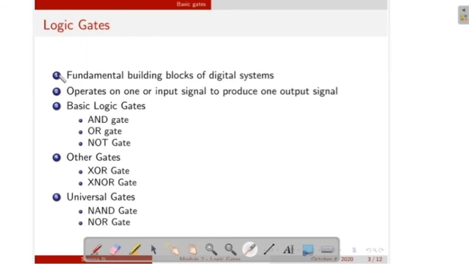As I said earlier, logic gates are the fundamental building blocks of digital systems. Logic gates have some inputs and outputs. The input and output of logic gates can occur only in two levels, that is 0 or 1, low or high, off or on. Only two values for all the inputs and outputs.